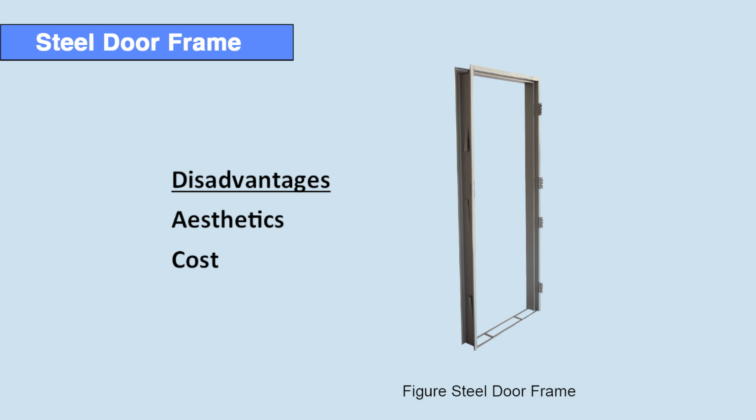So, what are the associated disadvantages of a steel door frame? The first disadvantage is aesthetics. Steel frames may lack the visual appeal of timber and often require painting or coating to improve appearance. Another disadvantage is cost. Although generally less expensive than high-end timber, steel frames can be costlier than some other materials depending on specification and finishing.